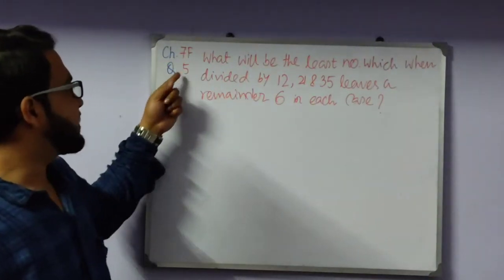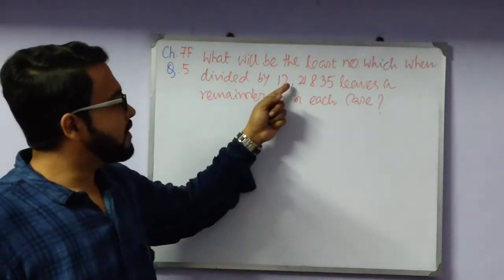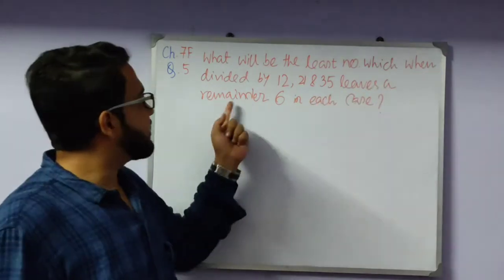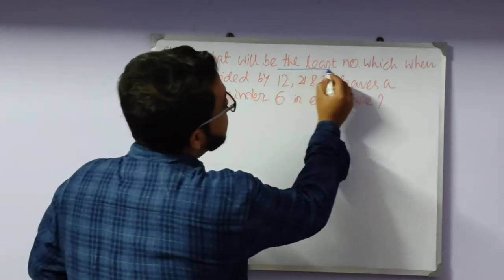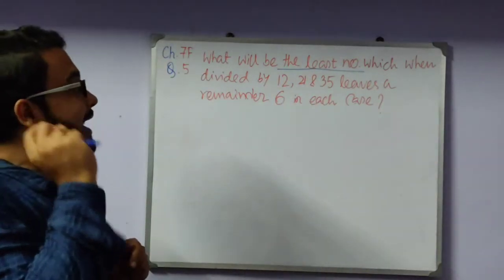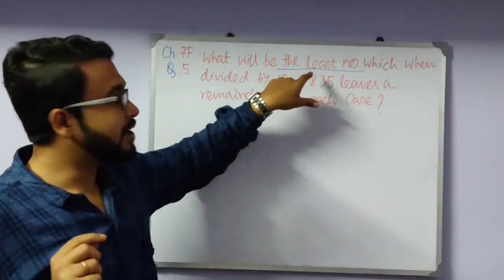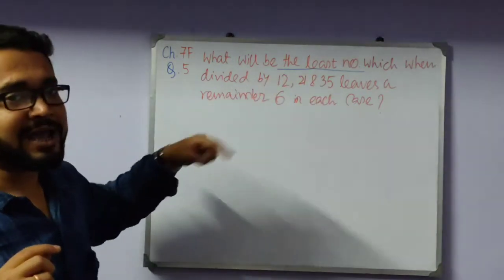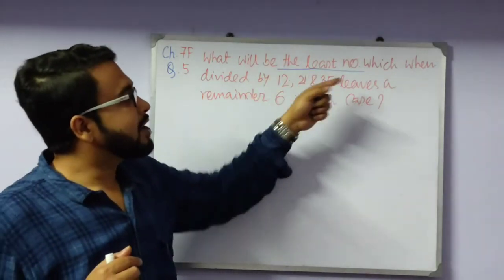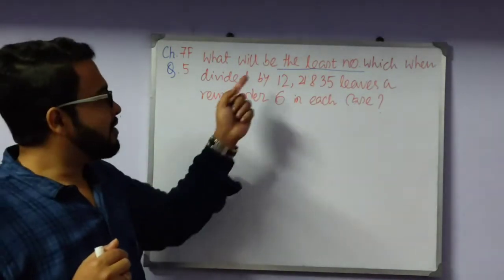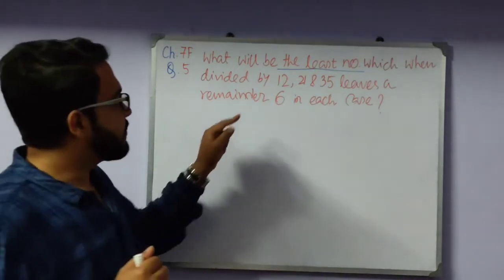Next question from chapter 7F, question number 5. What will be the least number which when divided by 12, 21 and 35 leaves a remainder 6 in each case? In this type of question where they ask for the least number, we have to find out the LCM, because LCM means least common multiple. And the highest means highest common factor, HCF. So when they ask the least number, we have to find out the LCM, and when they ask the highest or greatest number, we have to find out the HCF.